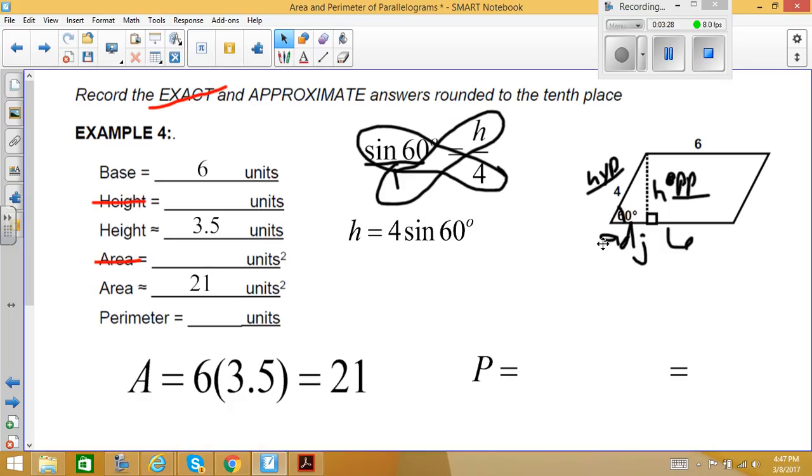And then the perimeter, remember, don't use the height in your perimeter, use the two sides. So the two sides are 4 and 6. So we take 2 times 6 plus 2 times 4. The perimeter of this is 20.